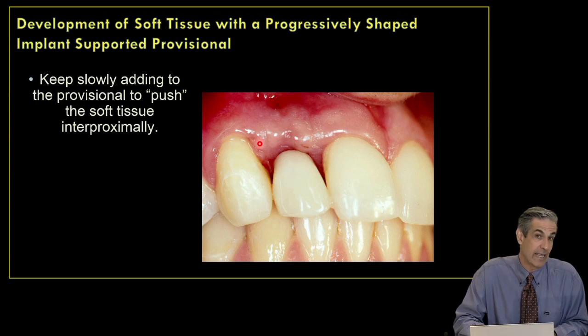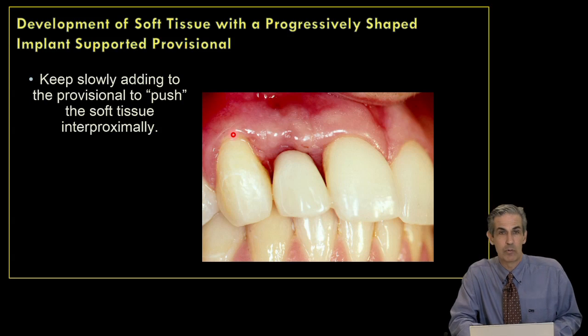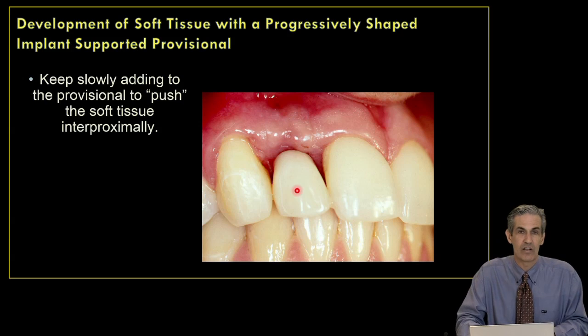In fact, we can even push a little bit because this tooth almost looks a little bit short compared to the central and the canine. But most importantly, what we want to do is push the tissue slightly interproximally, just to try to develop that interproximal tissue because it is so far under-contoured.